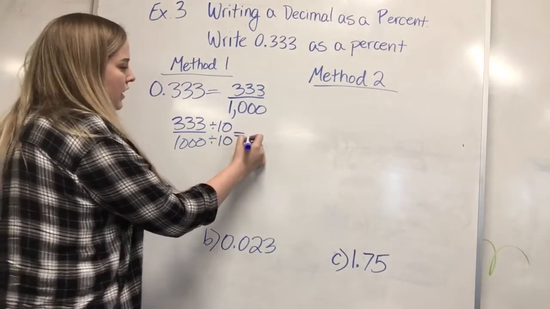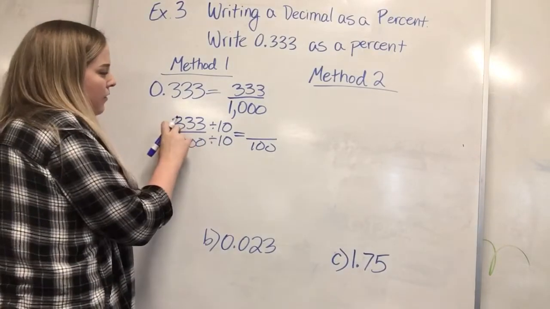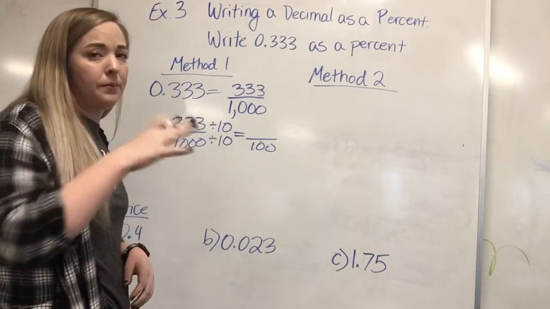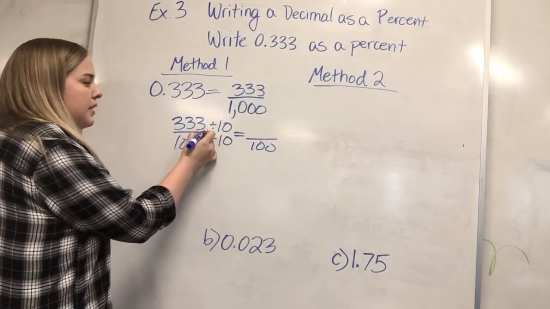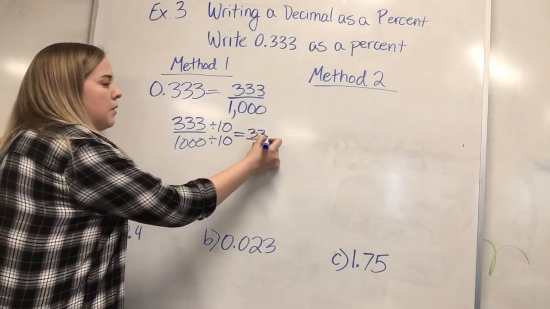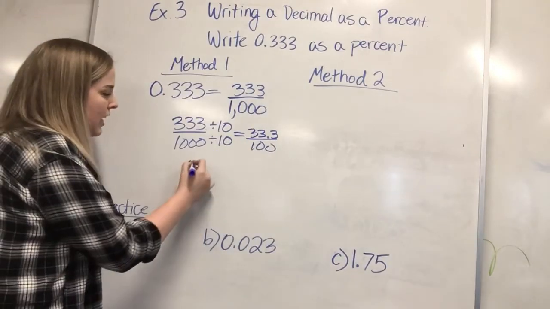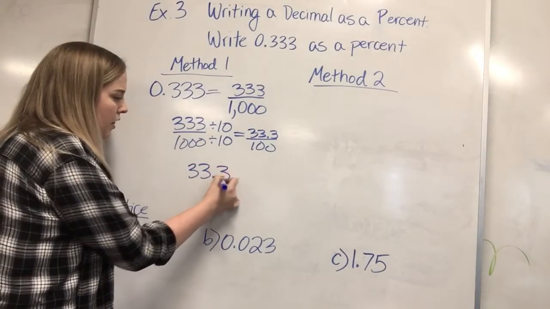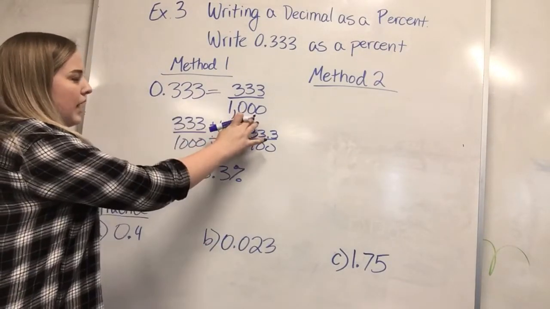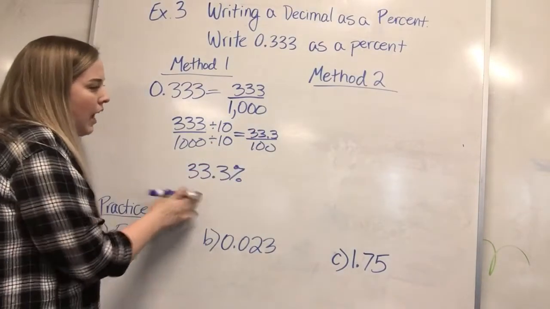So we already know that the denominator is going to equal 100 because we know that 1,000 divided by 10 is 100. Now we have 333 divided by 10. We're going to use the same rule that we used when working with decimals. So there's that invisible decimal. We only have one 0, so we're going to move it over once to the left. So this becomes 33.3. Now remember, percents are anything over 100. So our percent is 33.3%. Okay? So that's method 1, going from decimal to fraction, getting it into a percentage fraction, where our denominator is 100. And then we get our percent.